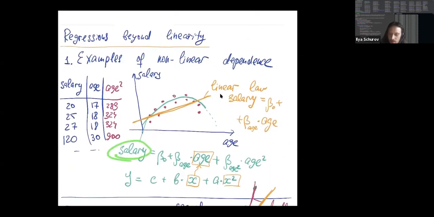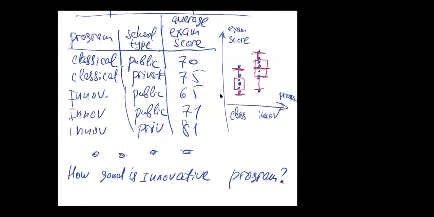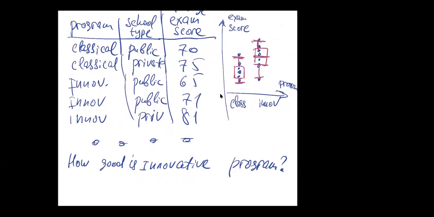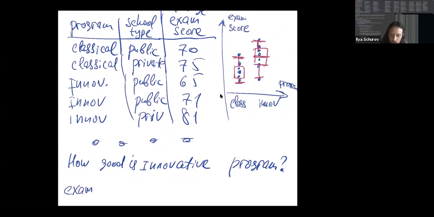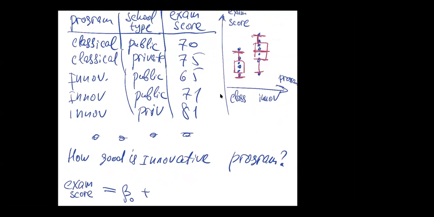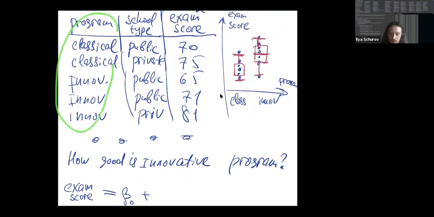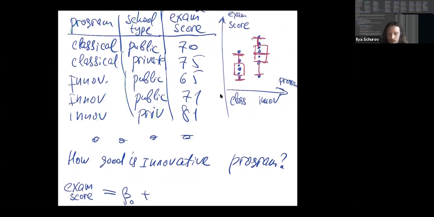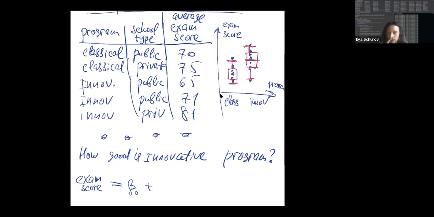We are looking for the exam score, so maybe it should be the dependent variable. So exam score is the dependent variable. Okay, so exam score depends linearly on what? Let me begin with beta naught, which is the intercept. And how to add... we have two categorical variables, and how to add them into our regression model? Actually, we discussed this two days ago, Saturday. So how to include these two categorical variables into our model?